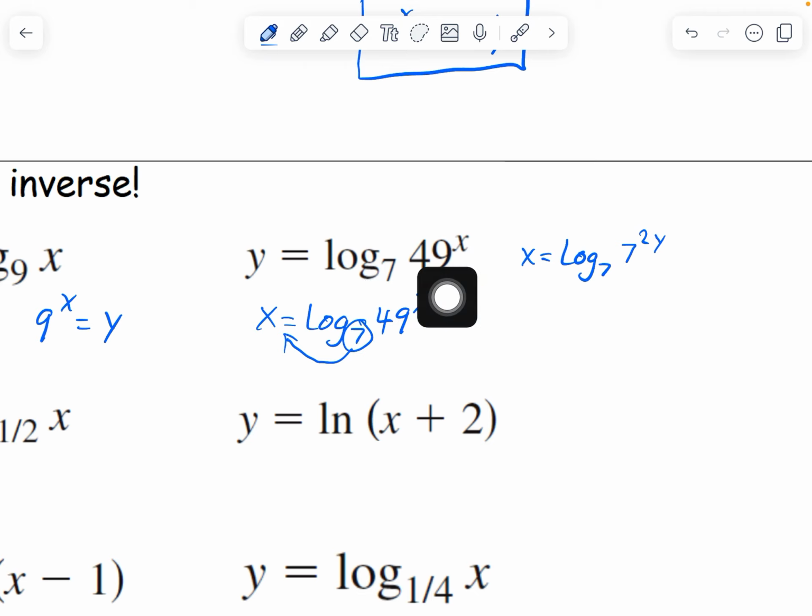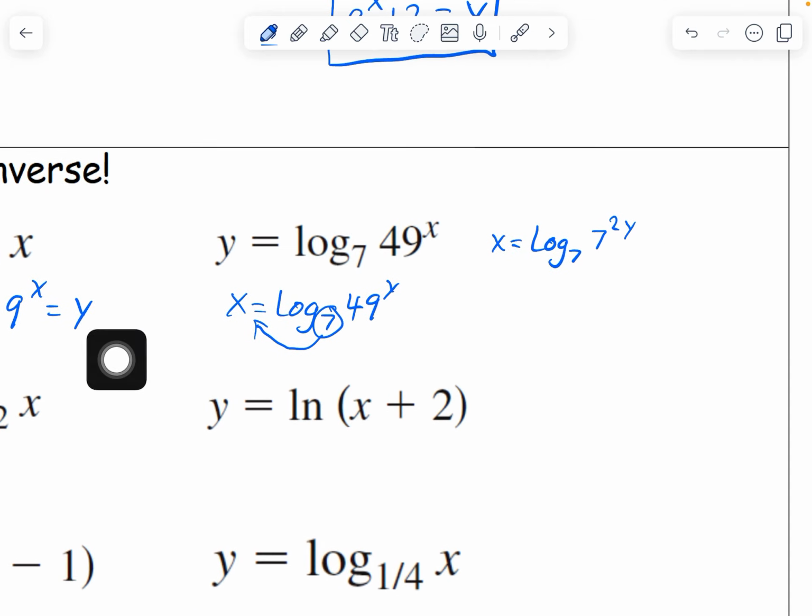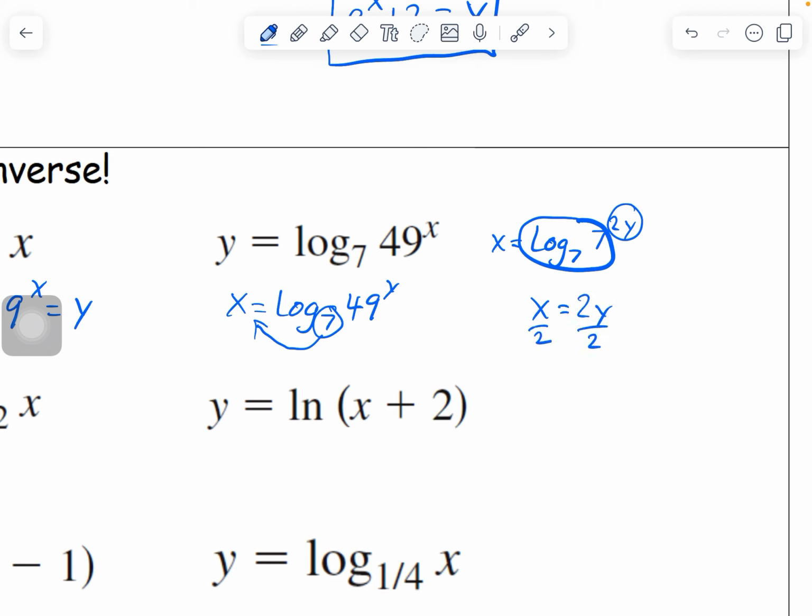So this one's log base 7 of 49 to the x power. So I just rewrote it as 7 squared, which is the same as 49. And now since these match each other, technically it's just going to be the exponent. So this means that x equals 2y, we can divide by 2, and we would get y equals x over 2.